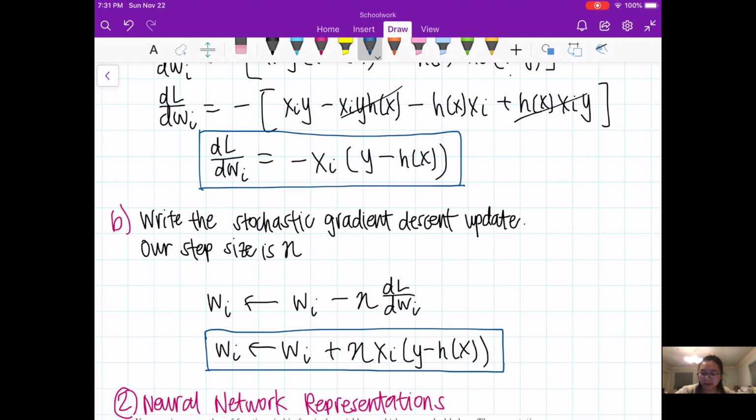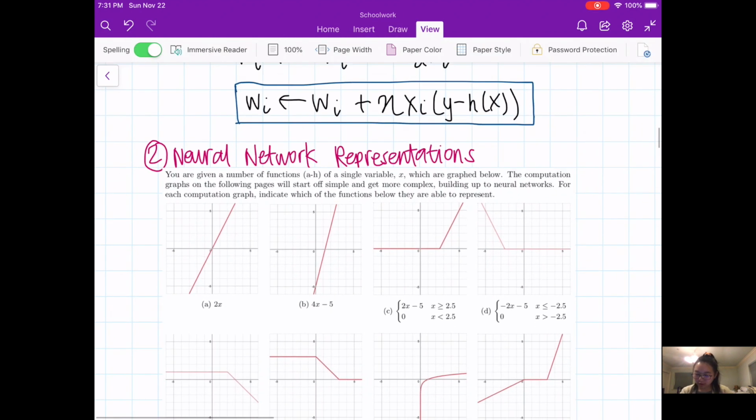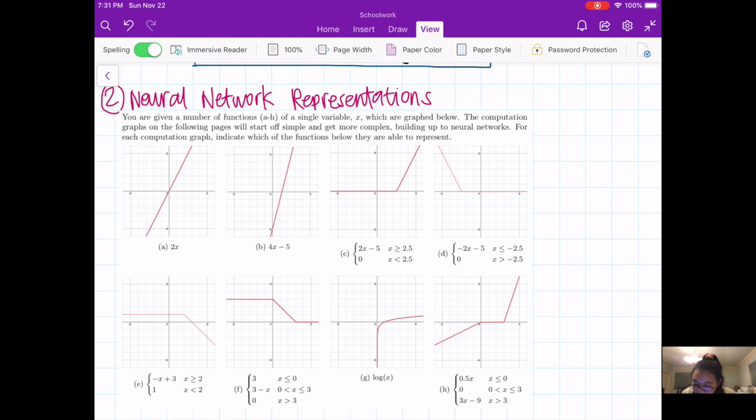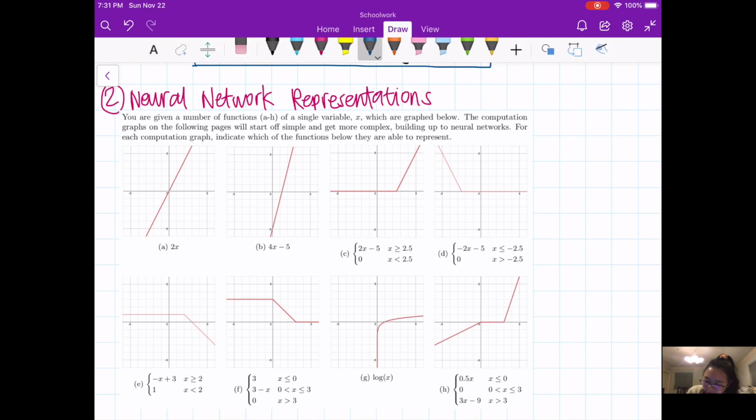Cool. So then let's go on to number 2, which is focused on neural network representation. So throughout this problem, we are going to be given a computation graph. And then for each computation graph, we want to see which of these 8 functions can be represented. And we want to also back that up with the specific weight parameters that we would input to get those functions. So just going through and getting to know these functions first.